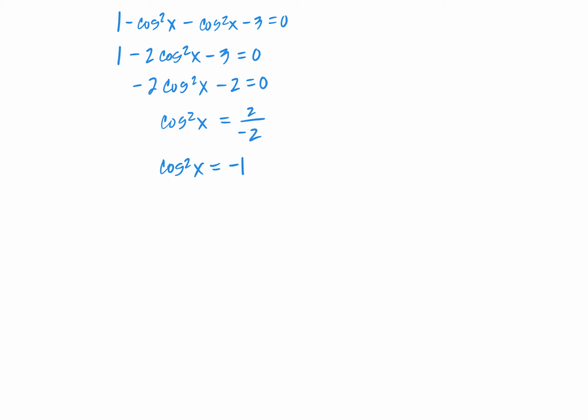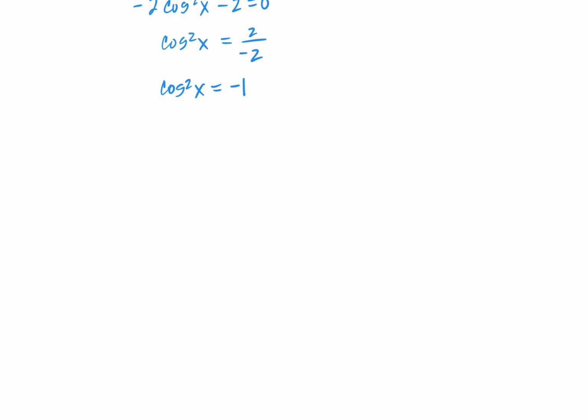Well, let's just say that you didn't recognize it. You're working on autopilot. You square root both sides to get cosine of x equal to plus or minus the square root of negative 1. Well, square root of negative 1, that's the imaginary number i. It doesn't exist. So in this case, we have no solution. And it would be written in set notation as that 0 with a slash through it. So remember that means no solution as well.